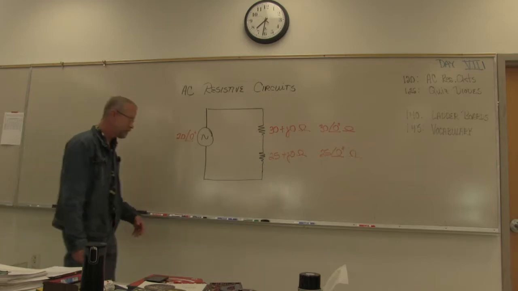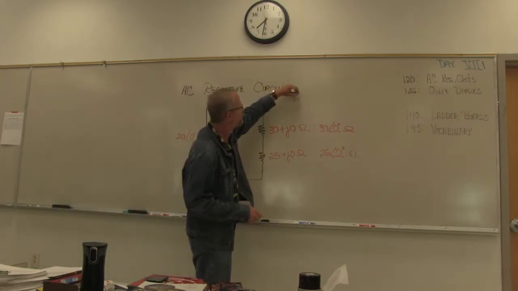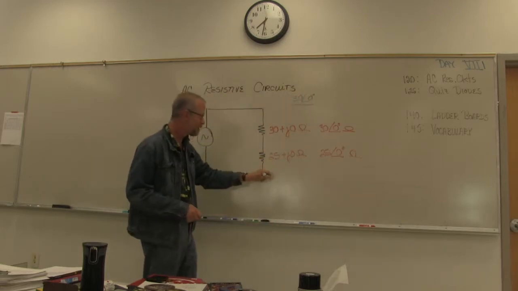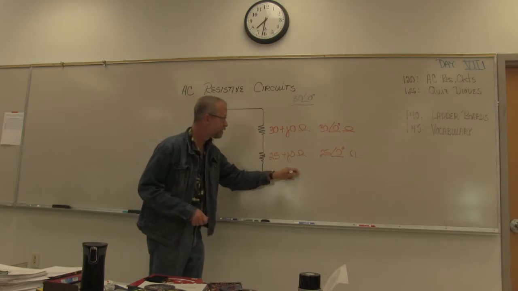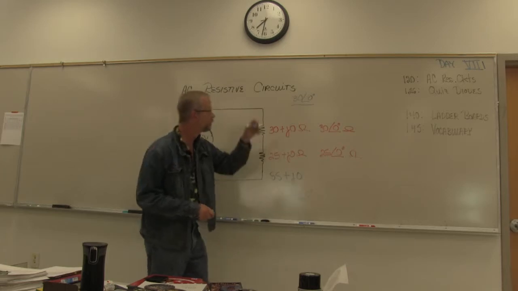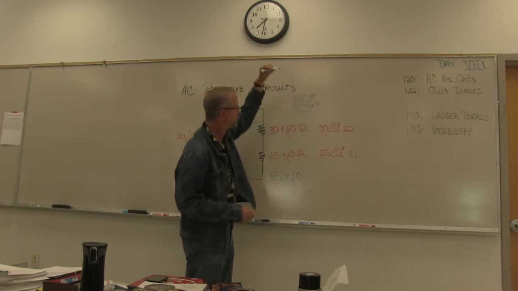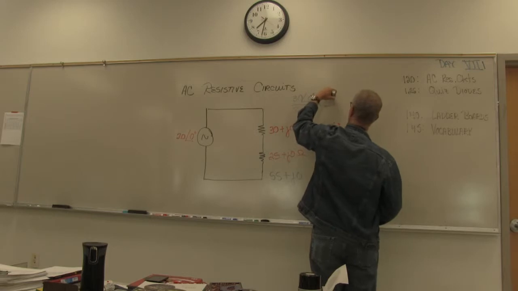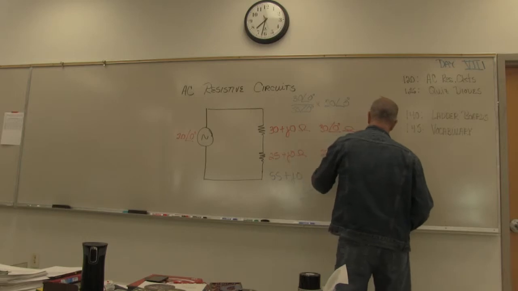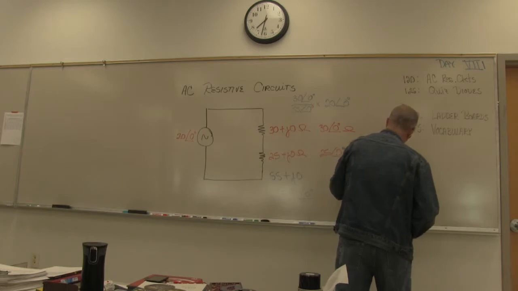Okay, we can even do the same math we did just prior, and we can say that 30 at an angle of 0 divided by, we'll have to add these two together, that gives us 55 plus J0, which is equal to 55 at an angle of 0, times 20 at an angle of 0. And this one, 25 at an angle of 0 divided by 55 at an angle of 0 times 20 at an angle of 0.